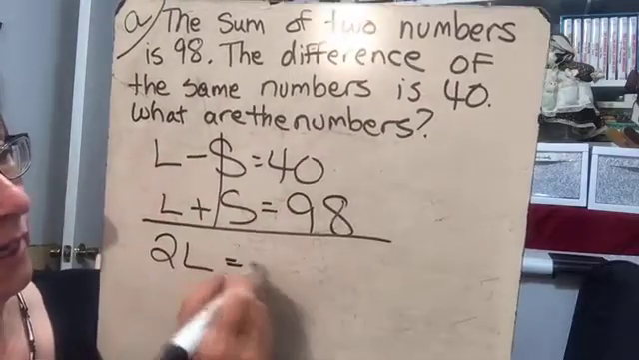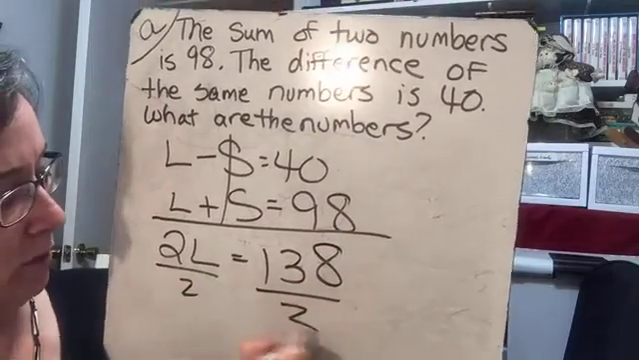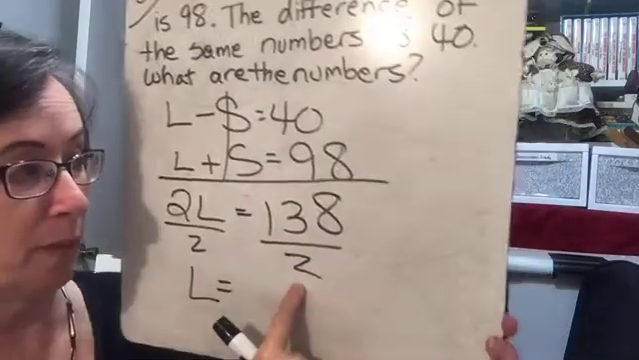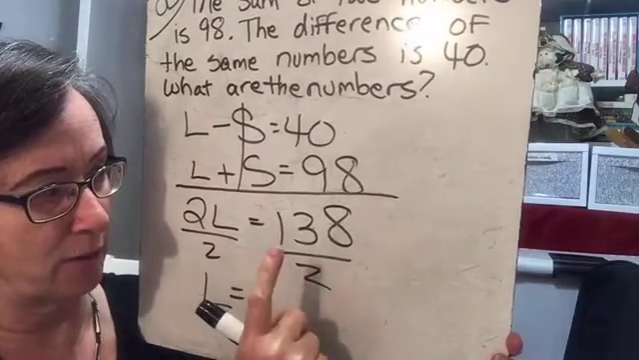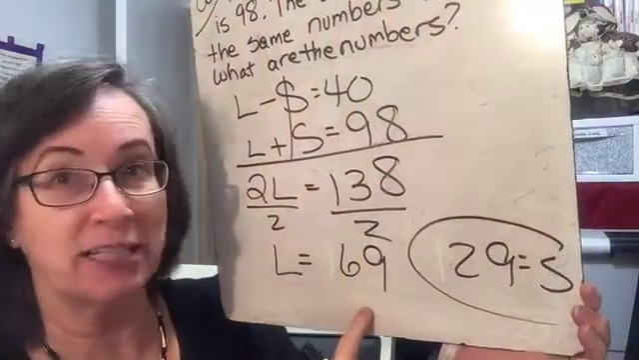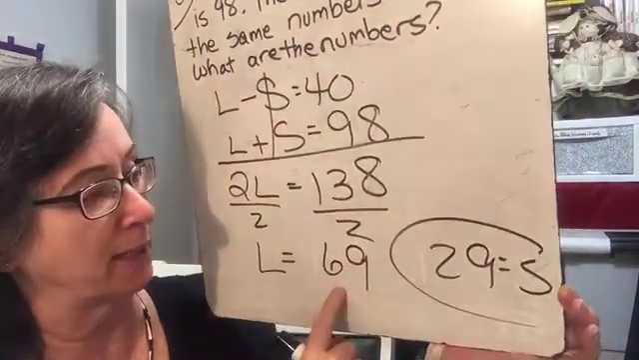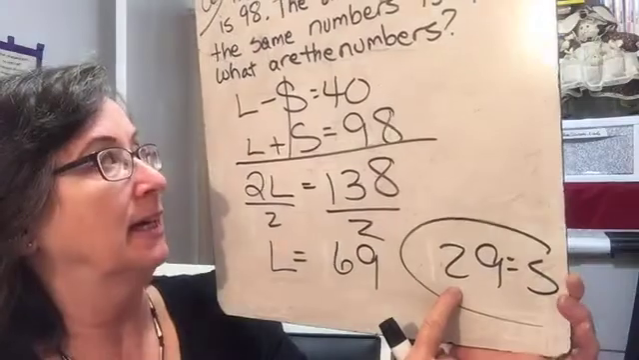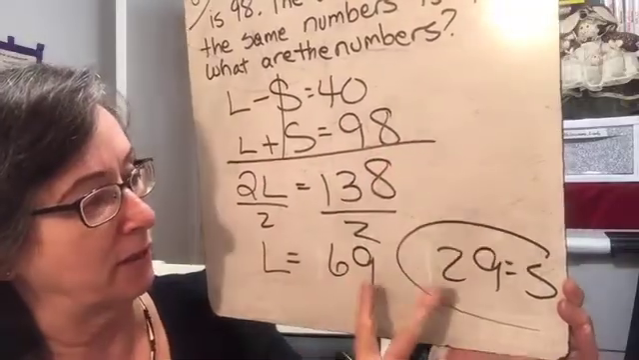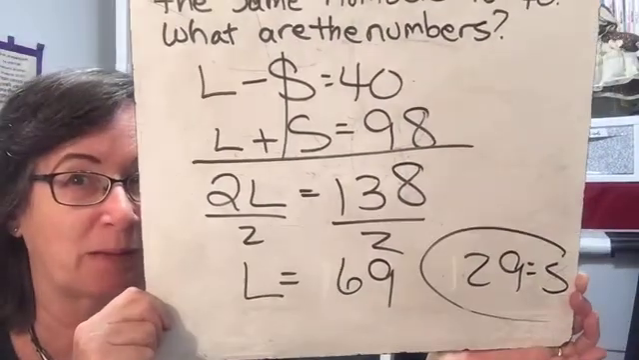Twice L is 138, and divide by 2, divide by 2. The larger number is going to be, let's see, 140 would be 70. So this will be 69 because it's 1 less than 70. So 138 divided by 2 is 69. We go back and we say, oh, the difference between them is 40. So I'm going to take 40 from that to get 29. So the larger minus the smaller is 40. And when I add the two together, I do get 98. So we have solved our first practice problem.